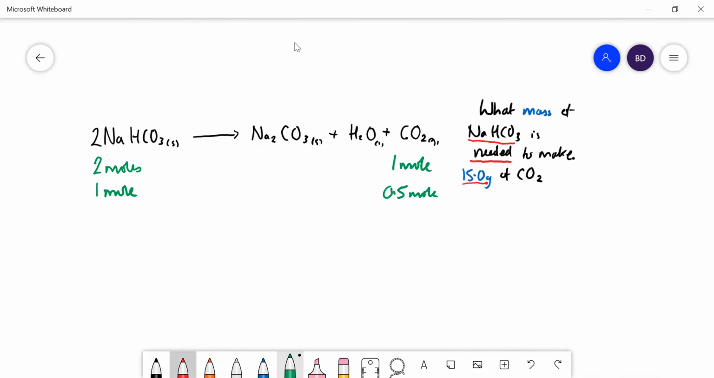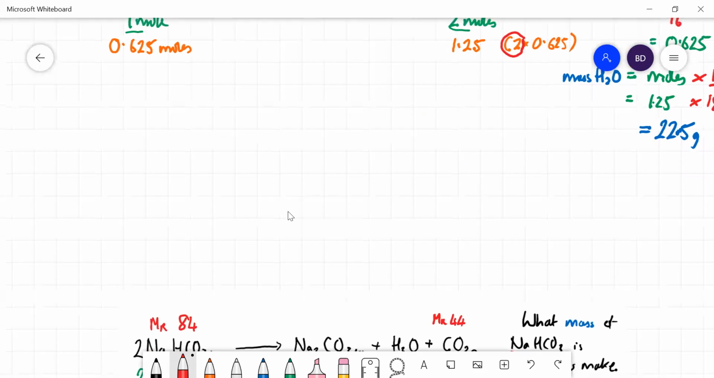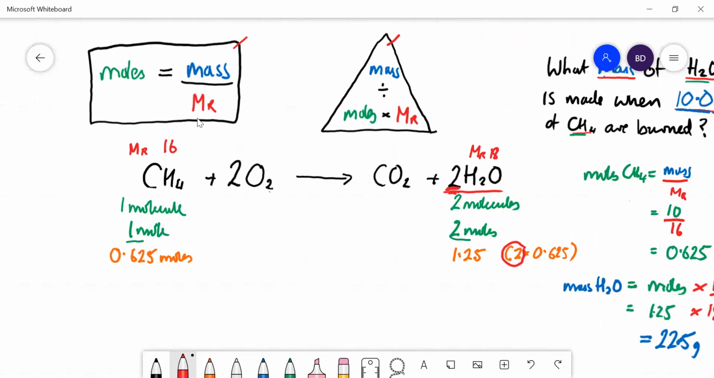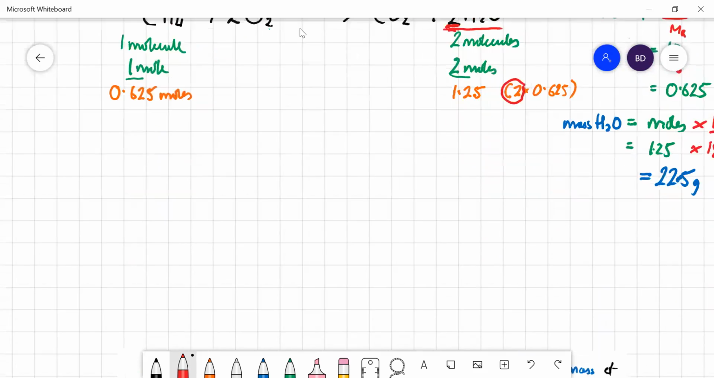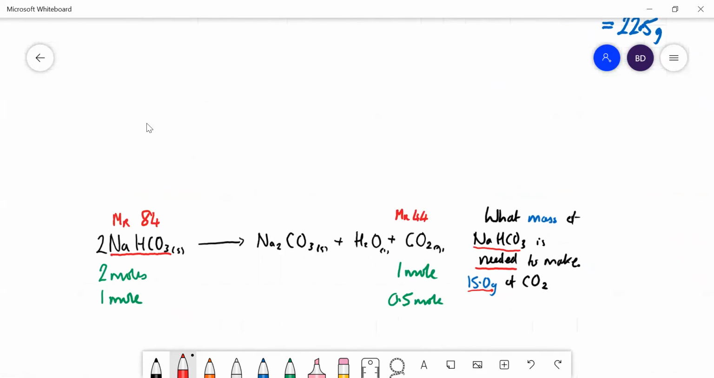Right, the MRs again, it's useful to know the MRs. We need to know the MR of sodium hydrogen carbonate is 84, and once again, you don't times it by 2. It's just 23 for the sodium, 1 for the hydrogen, 12 for the carbon, 3 times 16, which equals 84. And the MR of carbon dioxide is 44. We're going to use the same equation again: moles is equal to mass over MR. I'll just copy that. I'm going to use that equation to do the interconversions again, so I'll put that up there.